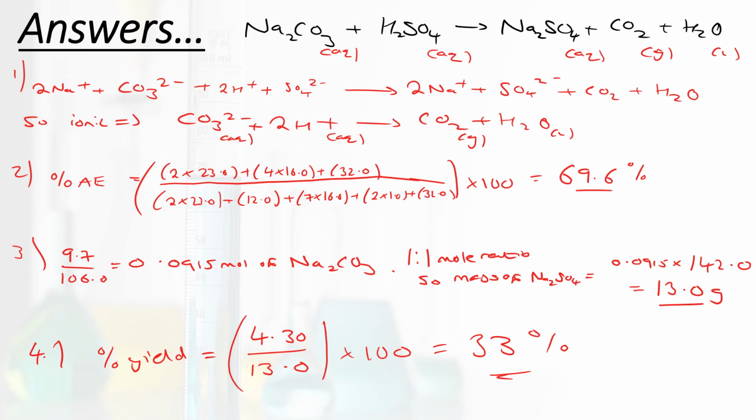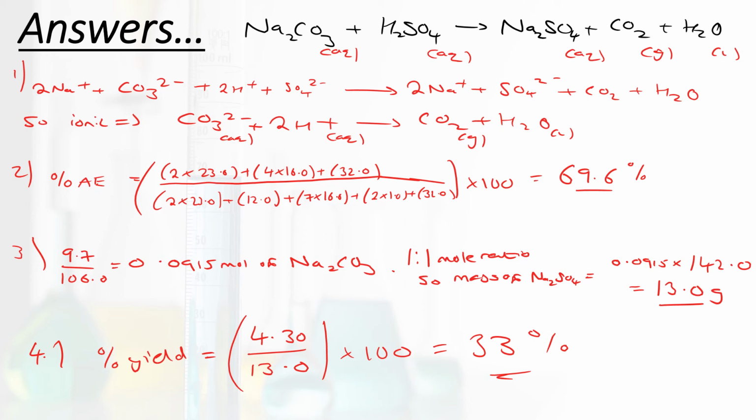We then look at our mole ratio, and we can see that 1 mole of sulfuric acid reacts with 1 mole of sodium carbonate to give 1 mole of sodium sulfate. So everything's in a 1-to-1 ratio. Therefore, the moles of sodium sulfate are exactly the same.